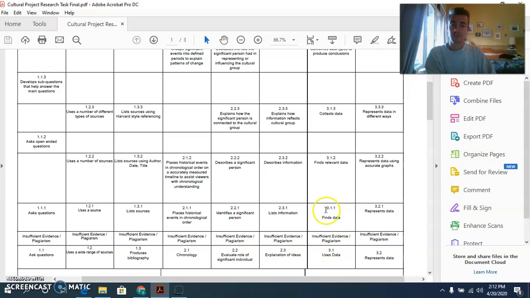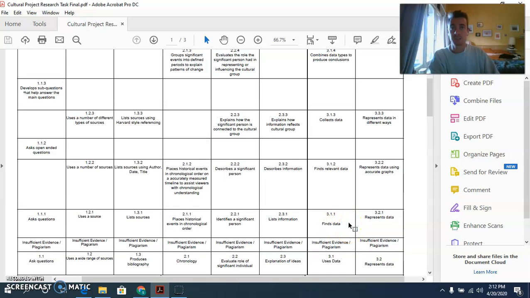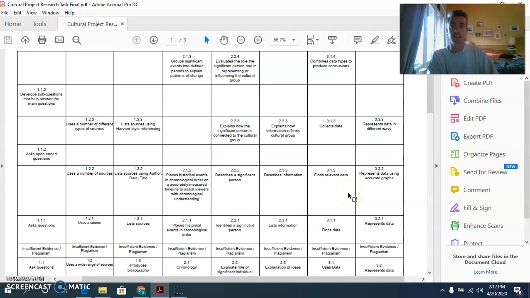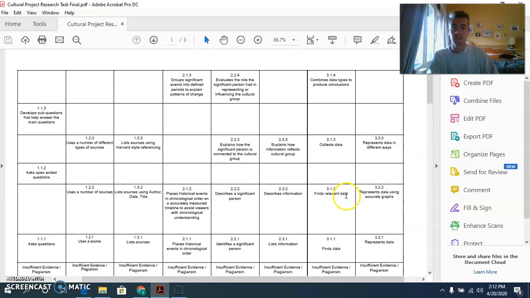So the first step of this rubric is 3.1.1, finds data. So can you find data on the internet or in other sources? Finds relevant data. Does the data you're collecting adequately help to answer your research questions? Collects data, 3.1.3, collects data.